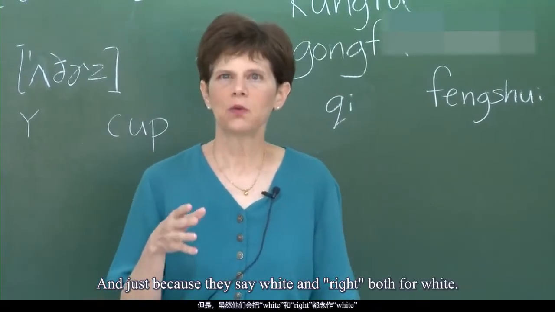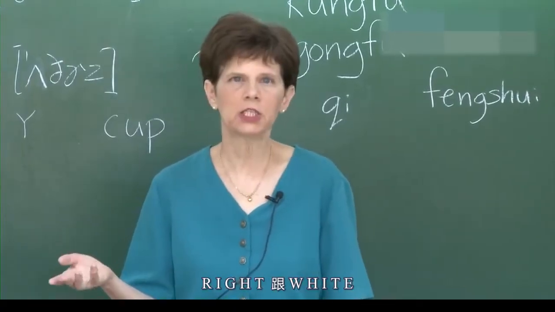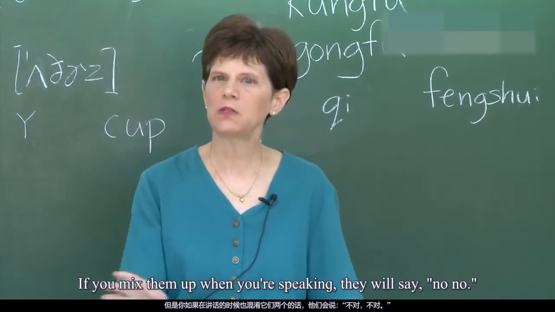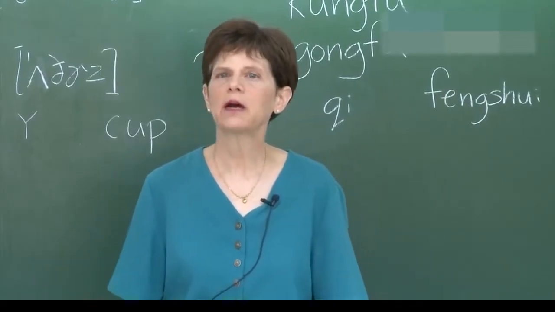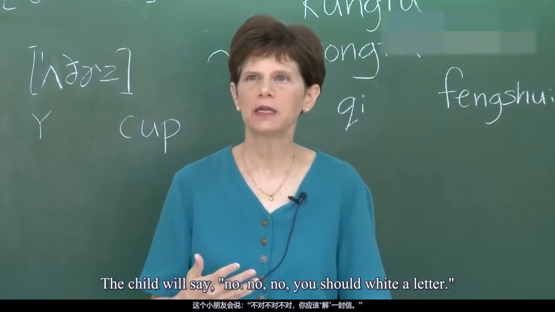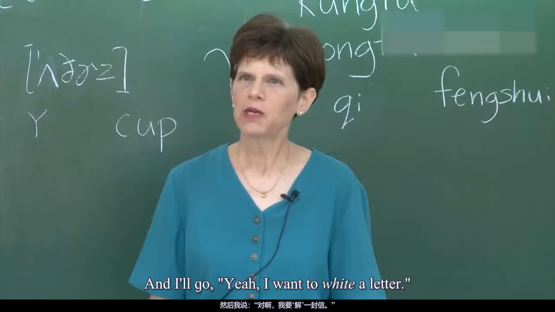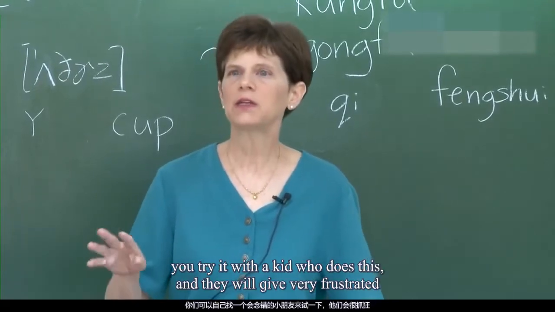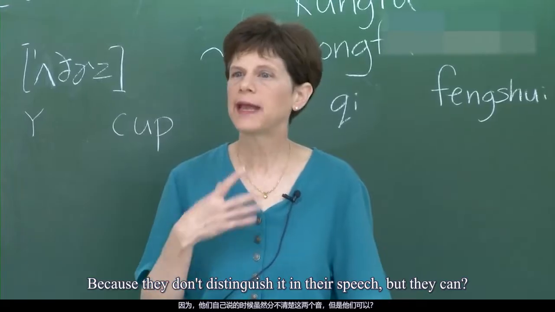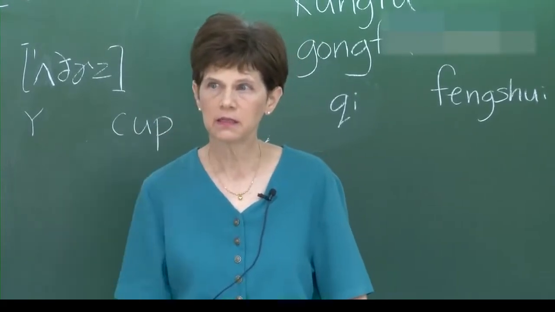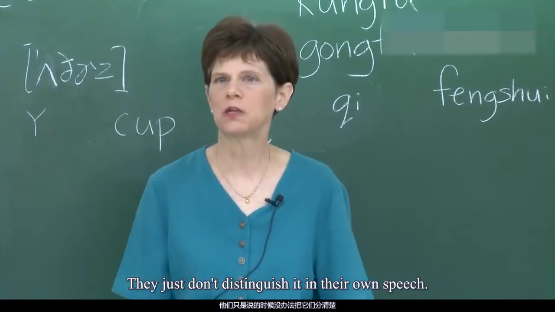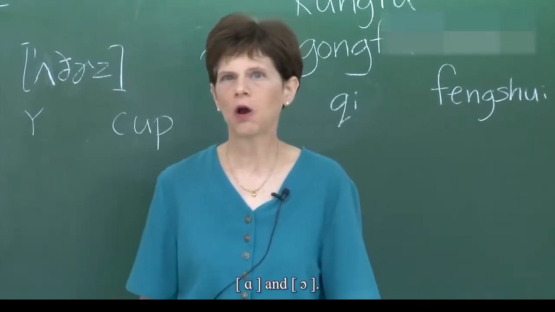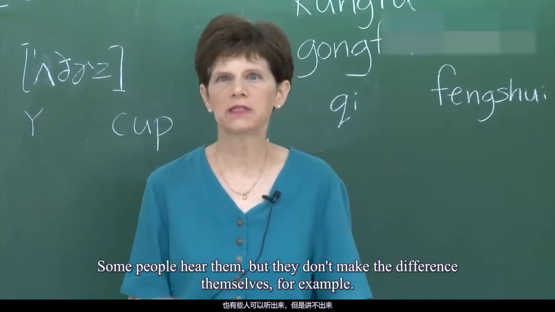And just because they say white for both right, R-I-G-H-T, and white, W-H-I-T-E, if you mix them up when you're speaking, they will say, no, no, I want to write a letter. If you say, oh, should I write a letter? The child will say, no, no, no, you should write a letter. They will say white, but they want you to say it correctly. In other words, you try it with a kid who does this, and they will get very frustrated because they don't distinguish it in their speech, but they can hear the difference perfectly clearly. This is very, very common. It happens among adults, especially for sound changes, where some people hear the difference but don't make it themselves.